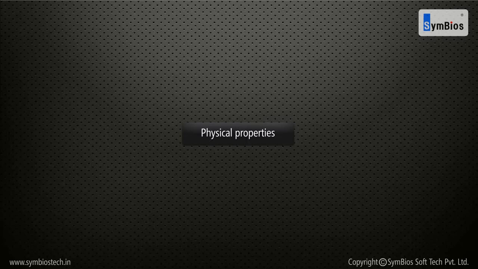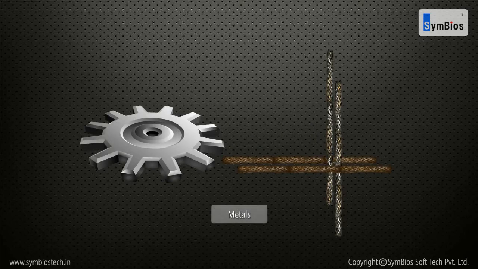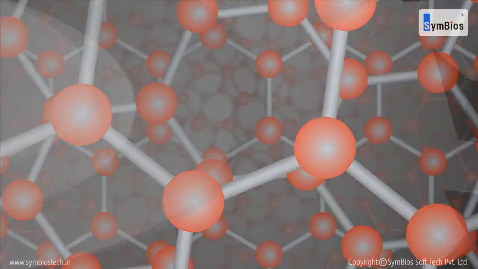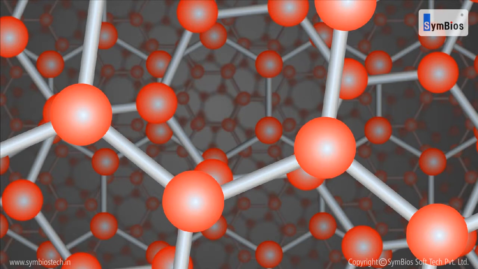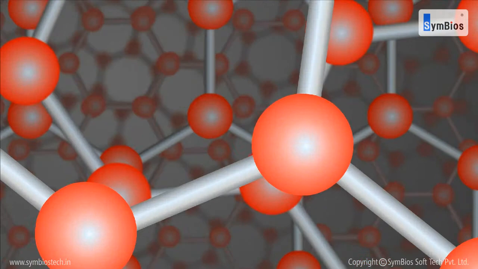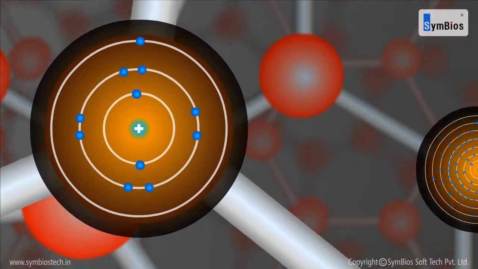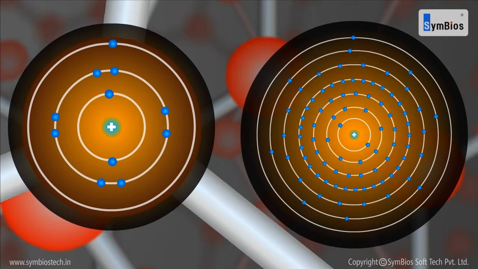Physical properties. Melting point and boiling point. Metals usually have a high melting and boiling point because of the strong metallic bonding between atoms. However, it depends on the position of the electrons in an atom. If the atoms are large with electrons being far from the nucleus, then the melting point and boiling point tend to be low.